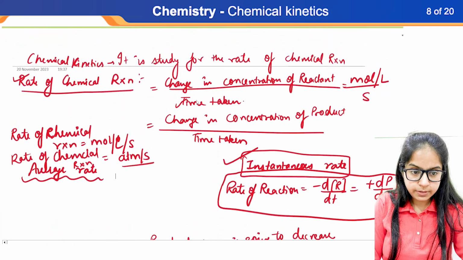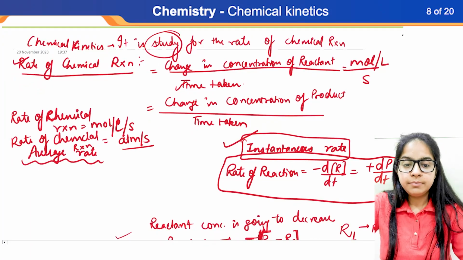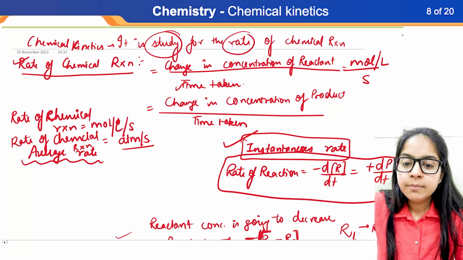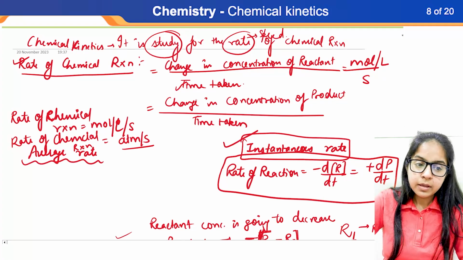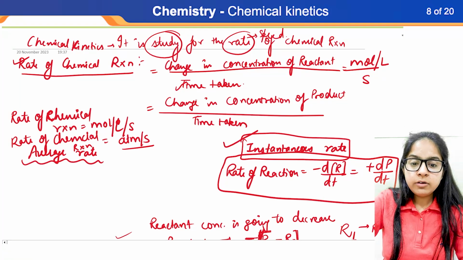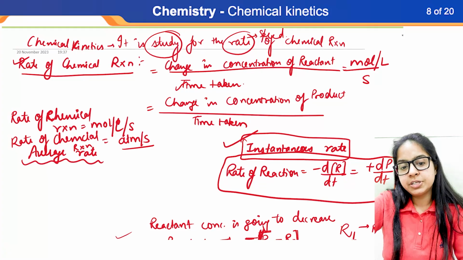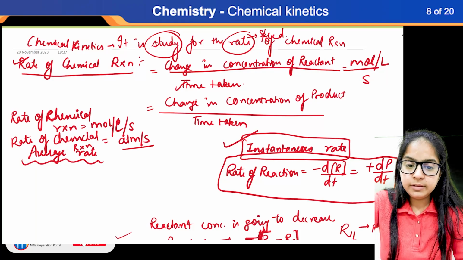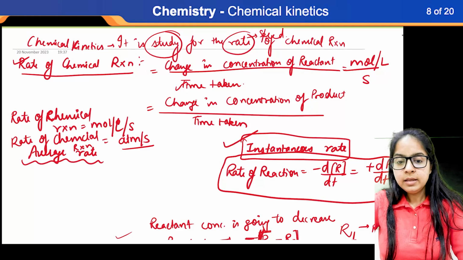Firstly, I have explained to you chemical kinetics, that it's a study of the dynamics, the study of the rate of chemical reaction. Rate means speed, with which speed a chemical reaction is going to occur. Now, the rate of chemical reaction can have this definition: the change in concentration of reactant per unit time taken. That is mole per liter per second.